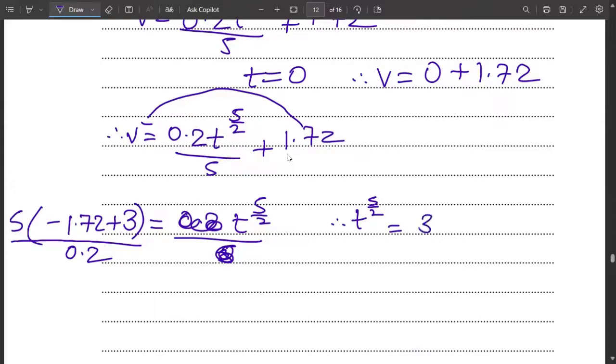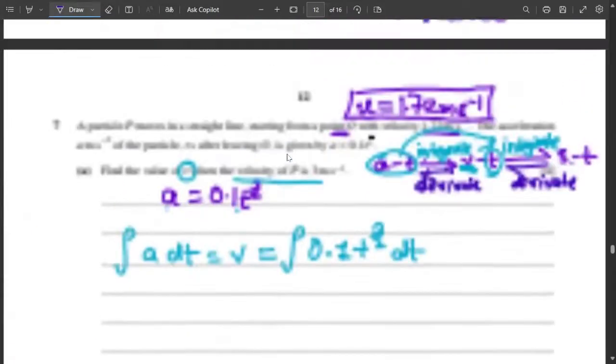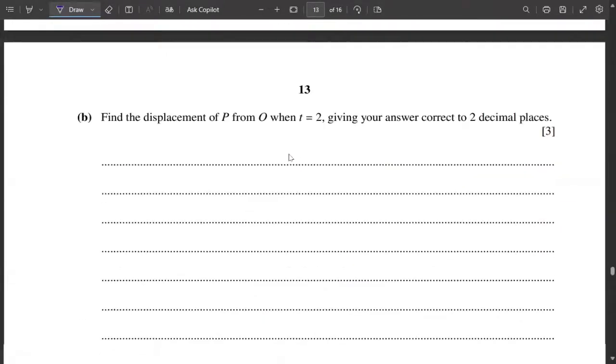The answer is 32. Now if I put this in the calculator, the 5 upon 2 here goes there and becomes 2 upon 5, which is technically the reciprocal. So 32 raised to 2 upon 5 is equal to 4. Therefore, the value of t is 4 seconds. That means at the 4th second, the velocity of p will be 3 meters per second. Let's go to the next question.